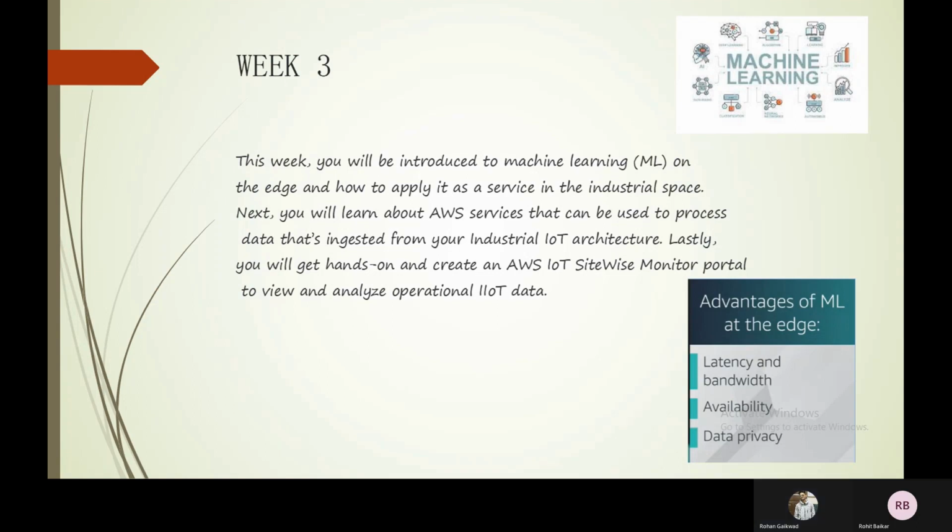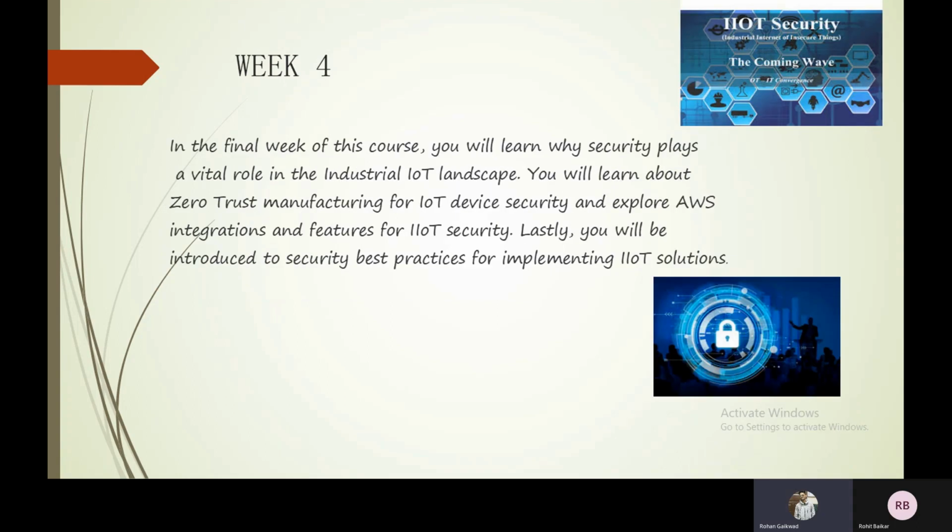Week 4. In the final week of this course, we learn why security plays a vital role in the industrial IoT landscape. We learn about zero trust manufacturing for IoT device security and explore AWS integrations and features for industrial IoT security. Lastly, we are introduced to security best practices for implementing industrial IoT solutions.